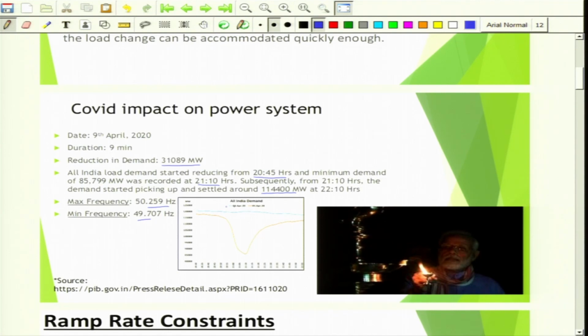You can see here, compared to the previous day, this was the previous day load curve. Now you can see there is a serious dip in the load. Now how did they address this issue? They could manage the system, right? So we did not lose the system stability, though the frequency variation was seen. We ensured that the system did not go out of stability.